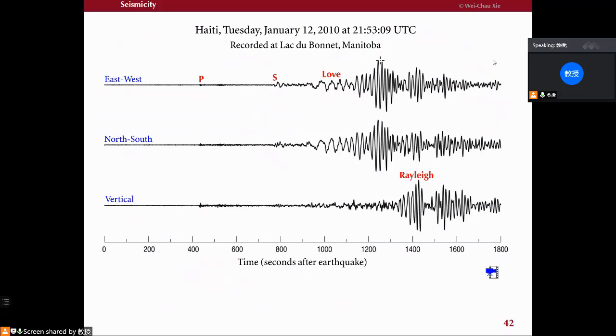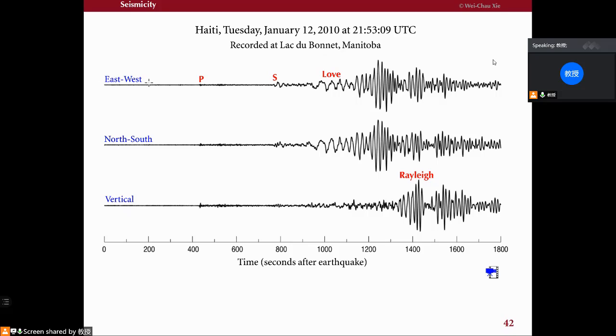Okay, so now this shows the earthquake that occurred in Haiti on Tuesday, January the 12th, 2010, and it's recorded in Manitoba, Canada. So that's a long way from Haiti to Manitoba in Canada. This is in the east-west direction.